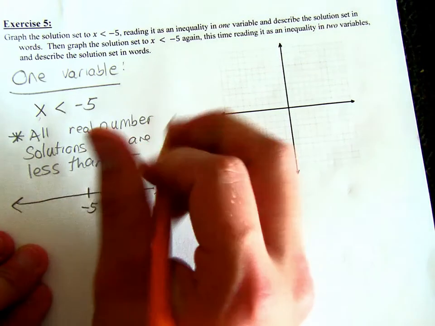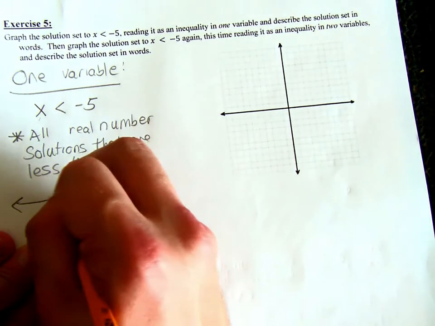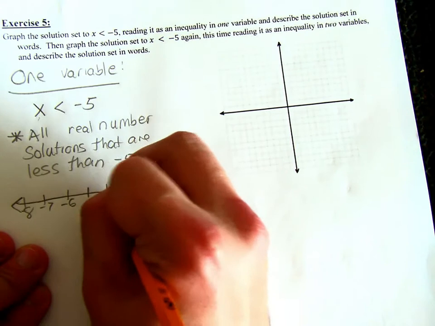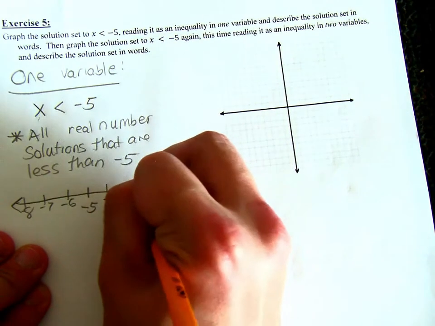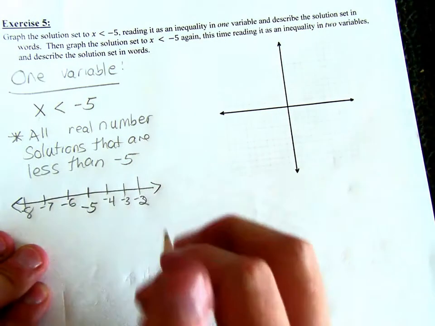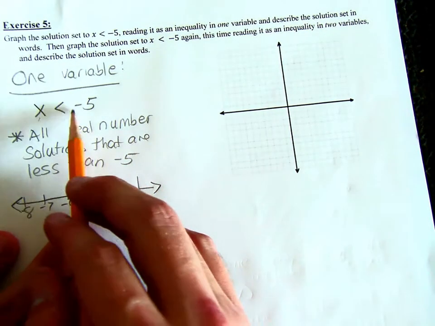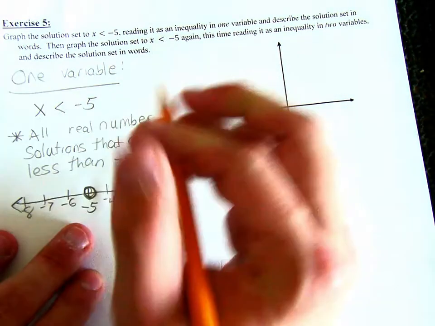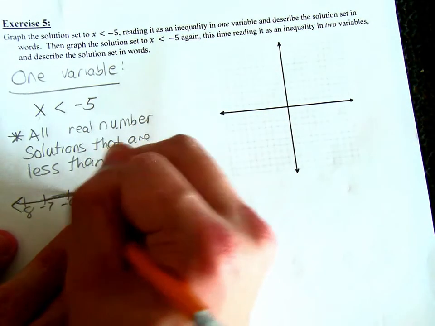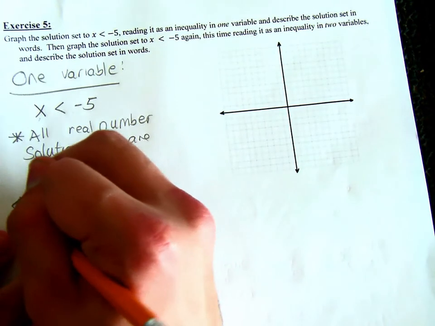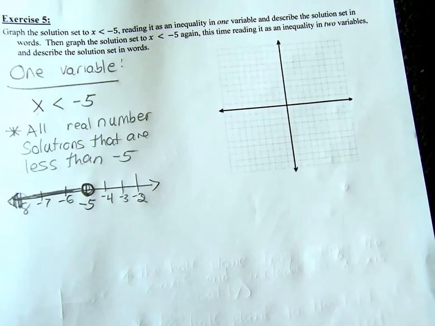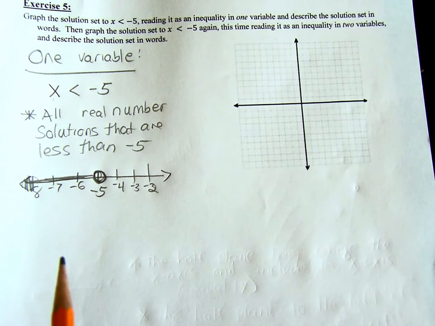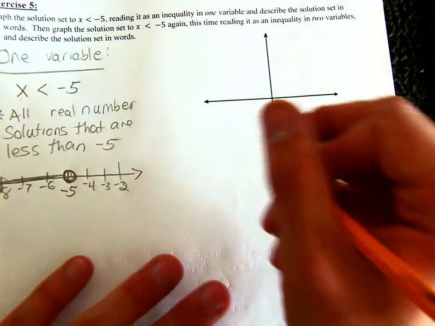And then on our graph, in one variable, we're going to plot it on a number line. So we start with negative 5, and go negative 6, negative 7, negative 8, and negative 4, negative 3, negative 2. Okay, so we know that at negative 5 we're going to have an open circle because we don't have equality. And then since it's less than, we're going to go to the left. Okay, and that's going to be our solution in one variable. So now let's look at it in two variables.